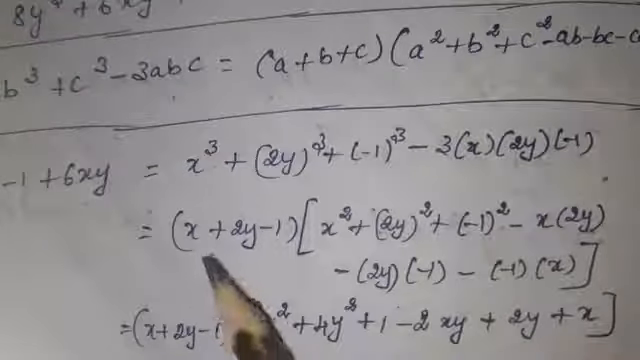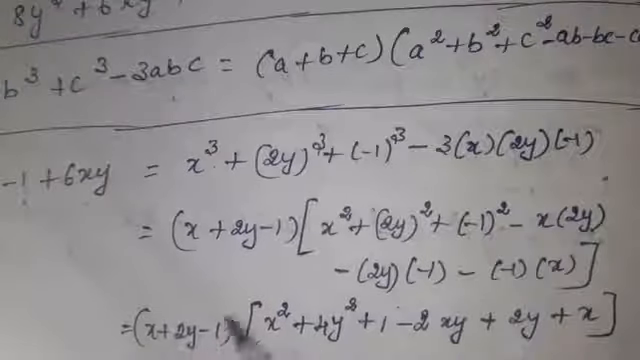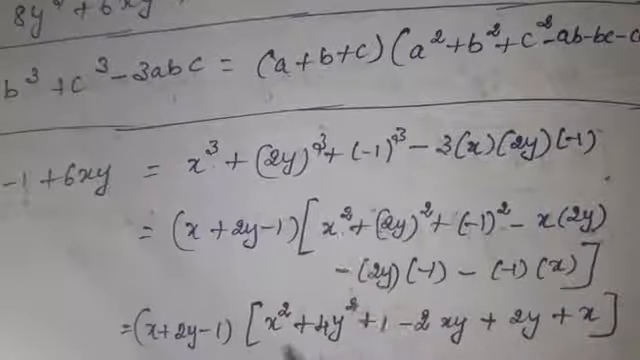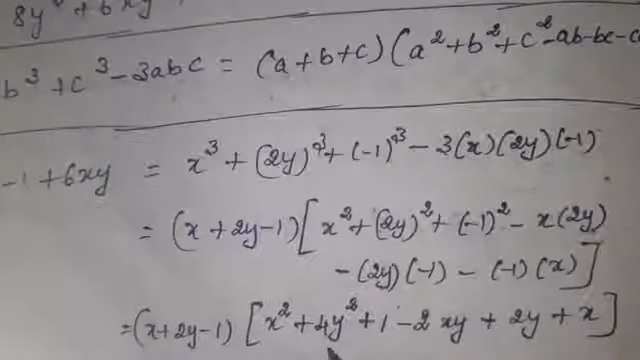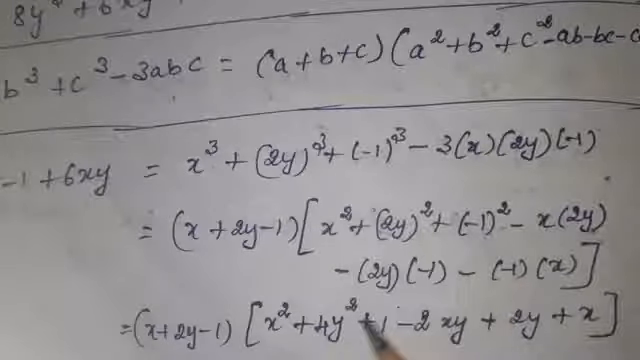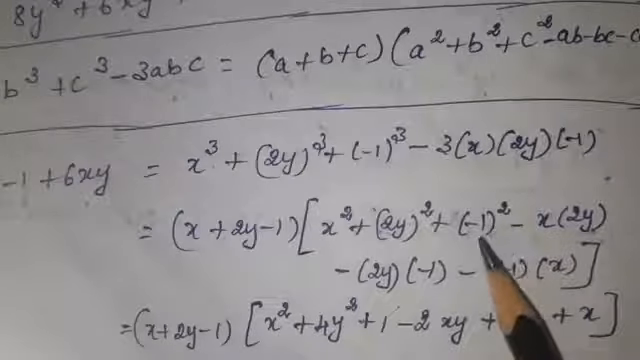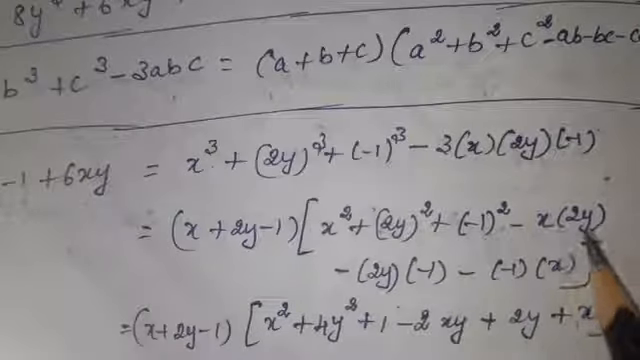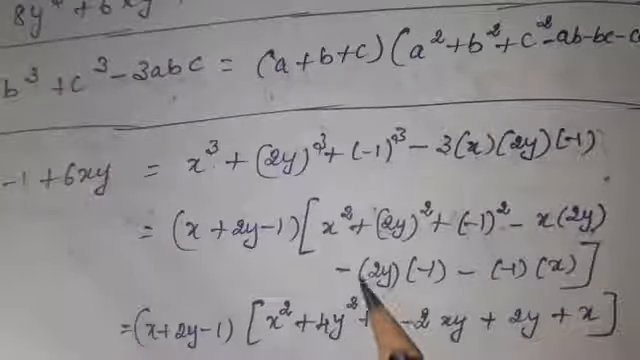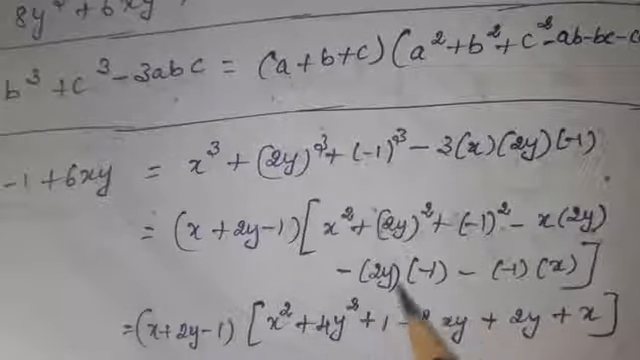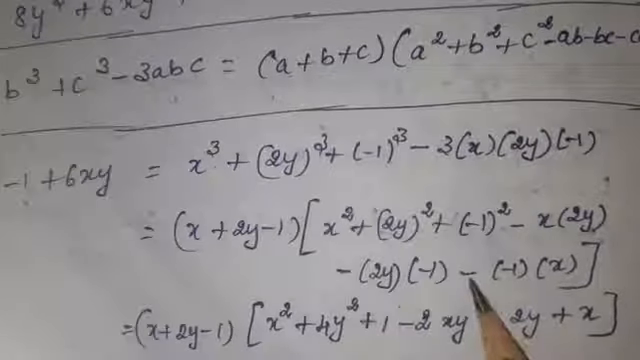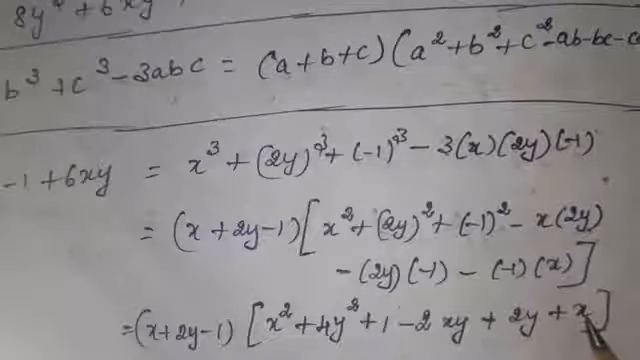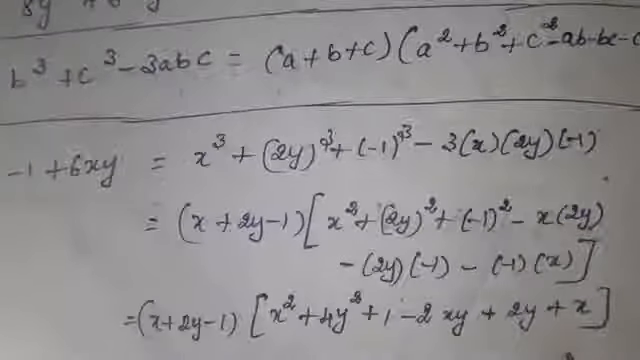After that, you multiply this. x plus 2y minus 1 is written the same. Then x square plus 2y the whole square is 4y square plus minus 1 the whole square. Minus 1 into minus 1 is plus 1. Here minus 2xy. Then here minus into minus is plus 2y. Here also the same, minus into minus is plus x. So this is the answer for that.